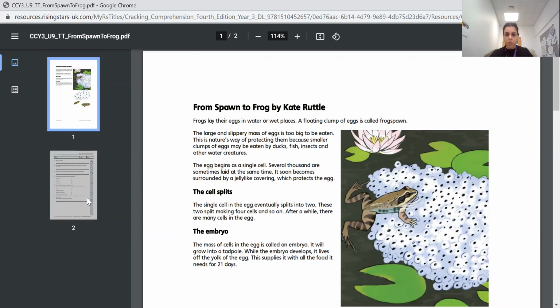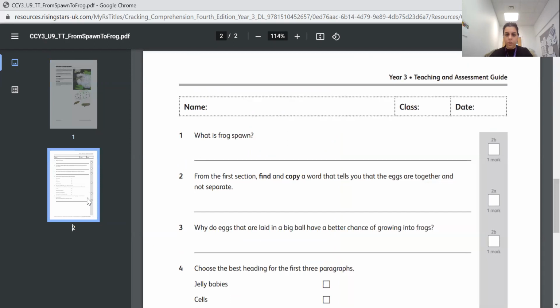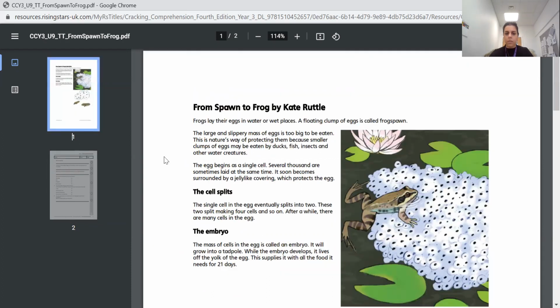So the question, I'm going to go back to the question, why do eggs that are laid in a big ball have a better chance of growing into frogs? I'd like you to have a think. So have another read of that bit that I've just read for you. What is it that's protecting them? There's two answers here. You only need one answer. But what's protecting them? How are they able to develop? What is it that's keeping them safe?